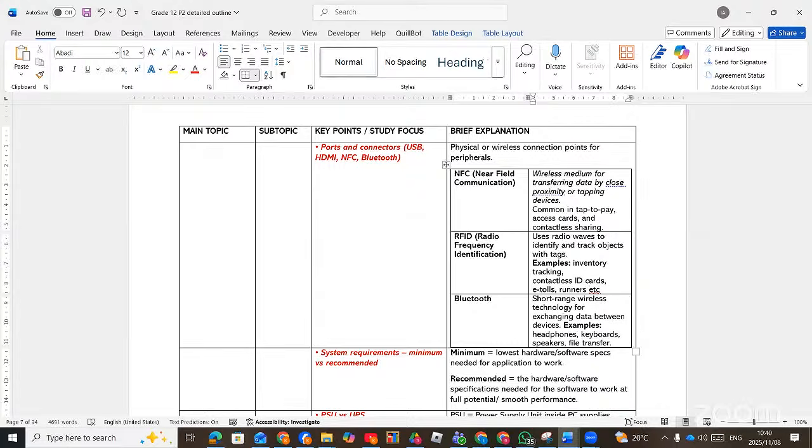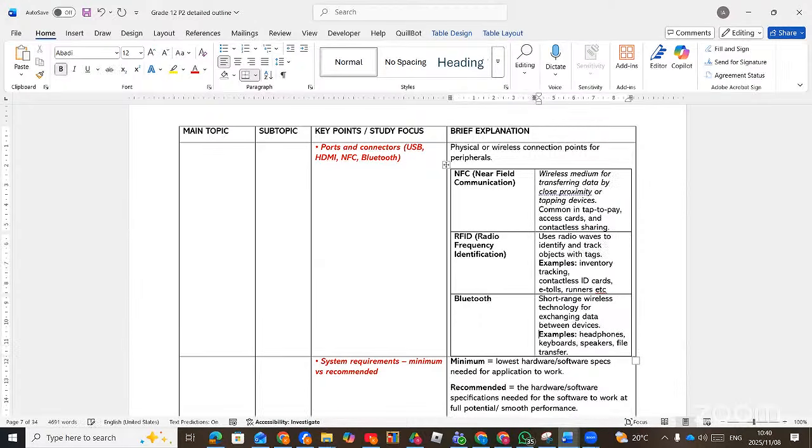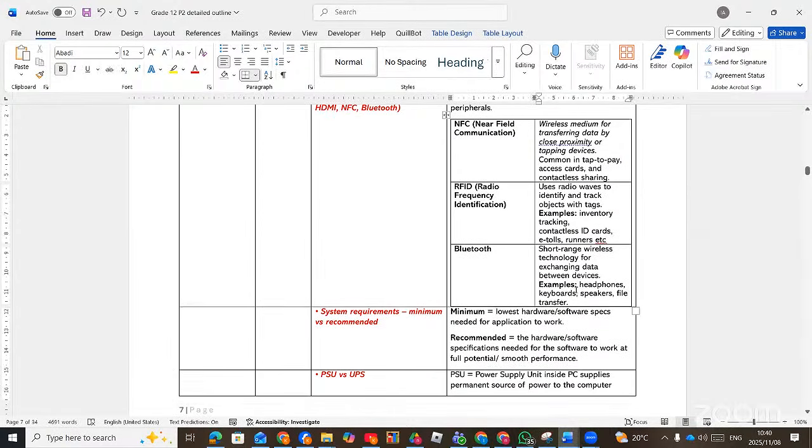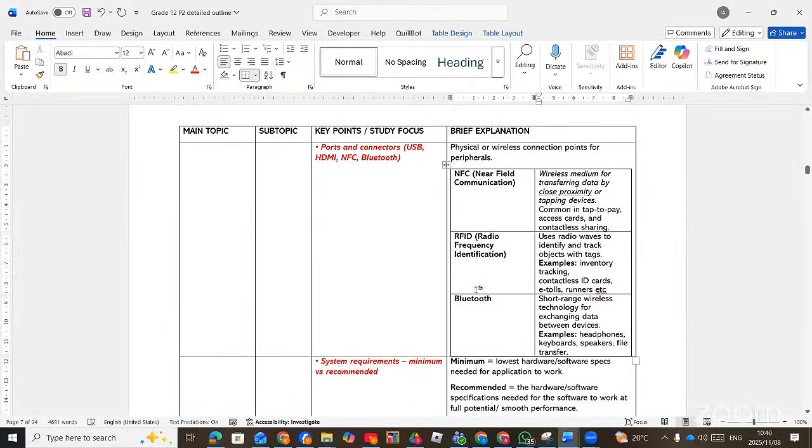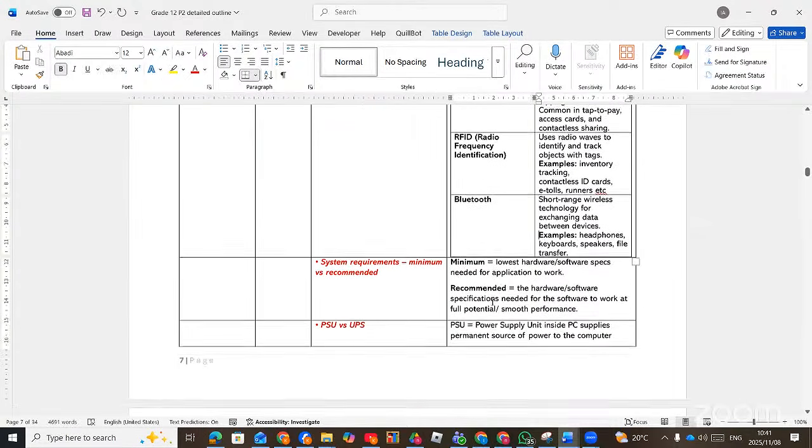Right. And then Bluetooth. Bluetooth is short-range wireless technology for exchanging data. Bluetooth is short range, but it cannot carry a lot of data as compared to NFC. Examples where we can use Bluetooth are headphones, wireless keyboards, speakers, and others. Right. So you need to know some of these things and their applications. They can ask you some of these questions also.